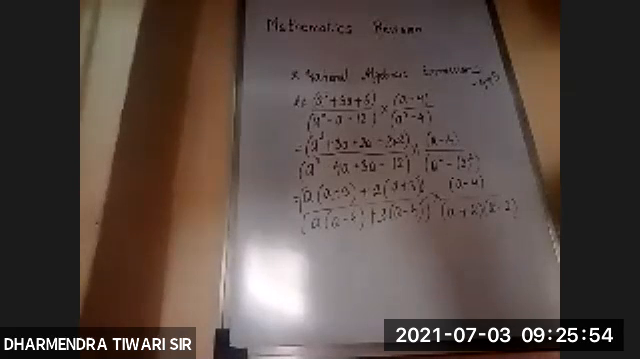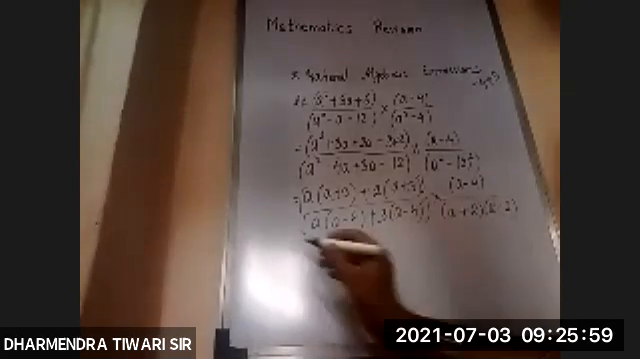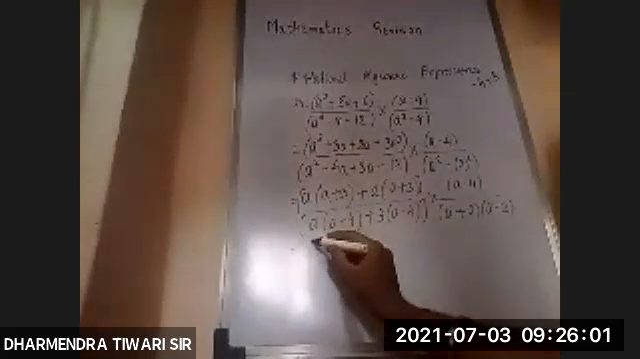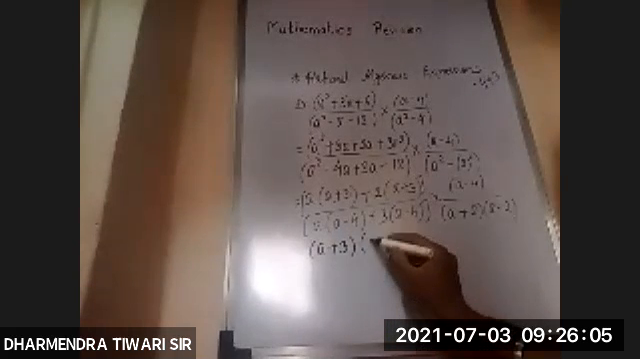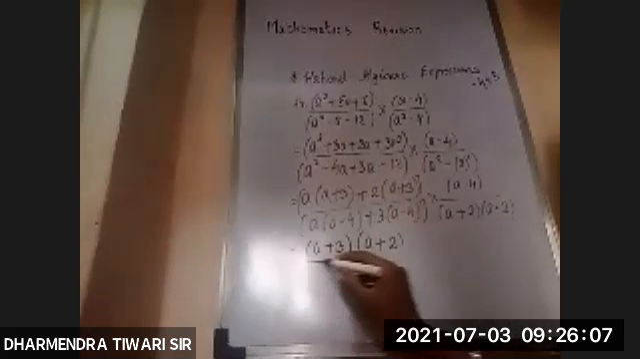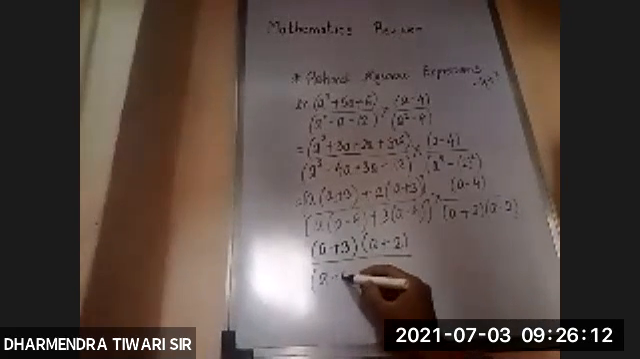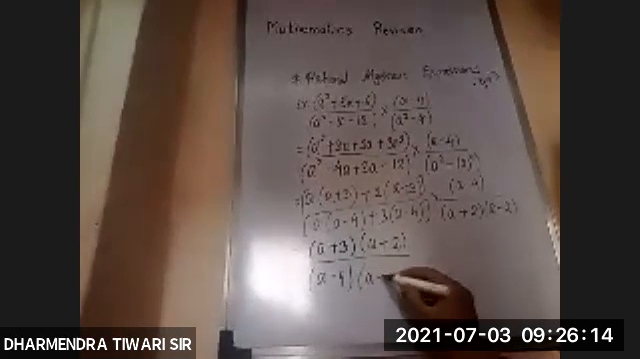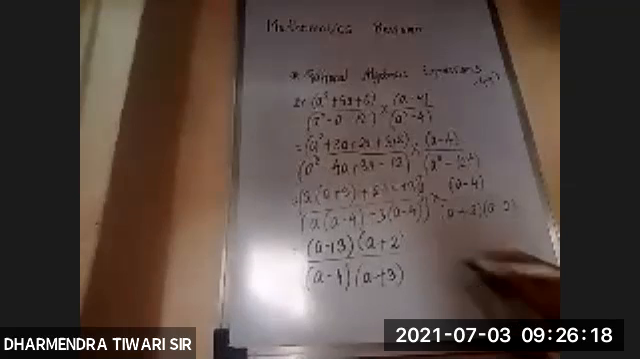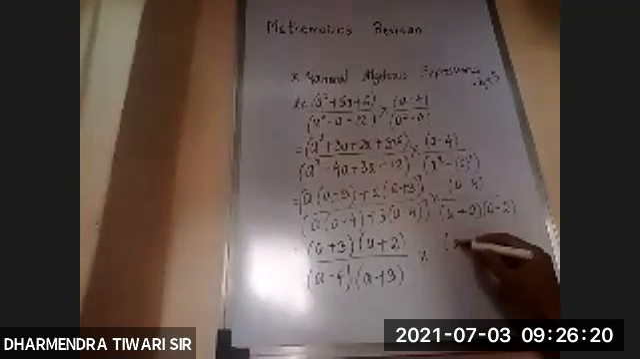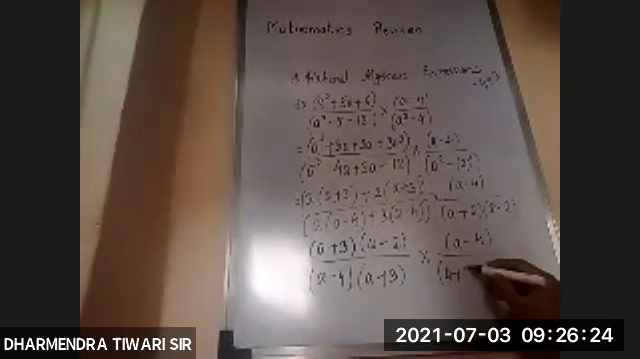So it is clear to you. Now, this is a plus 3 common. What remains? a plus 2 remains, divided by a minus 4 common. What remains? a plus 3 into a minus 4, upon a plus 2 into a minus 2.